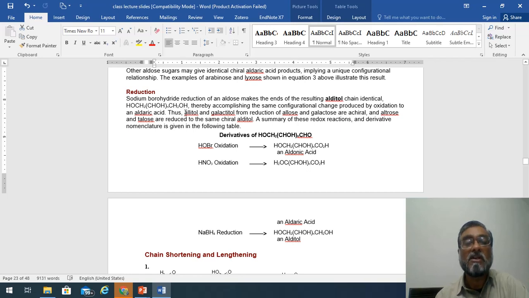Allose is converted into allitol, and galactose is converted into galactitol. This is the reaction in the presence of NaBH4 for reduction. How it happens: the CHO part, the first carbon, has two hydrogen atoms added, and the CHO part is converted into CH2OH. The remaining chain is the same. So again you will try that.